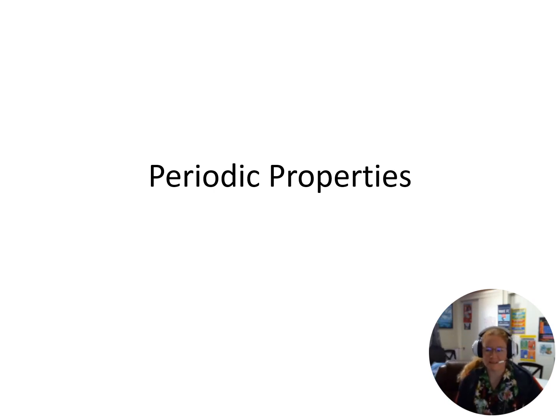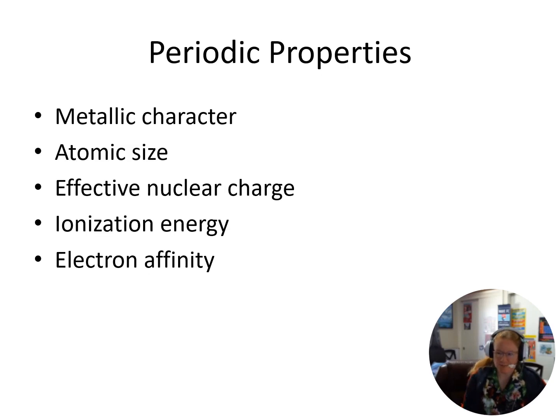One of the things that arises from the periodic table being arranged the way it is, is that we start to see trends or properties throughout the periodic table. So we're going to talk about a few of them. We're going to look at metallic character, atomic size, the effective nuclear charge, i.e. how much positive charge from the nucleus an electron feels, ionization energy, which has to do with removing electrons, and electron affinity, which has to do with adding in electrons.